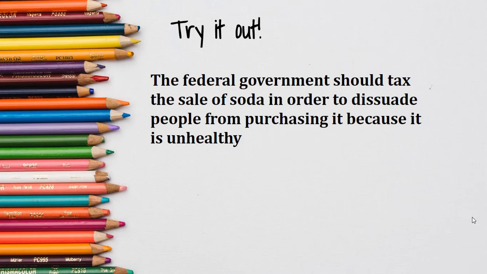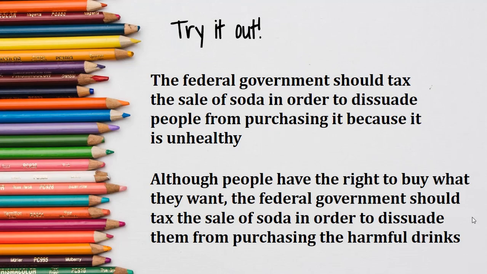So our thesis statement that we had, one of the better ones from a previous video, was the federal government should tax the sale of soda in order to dissuade people from purchasing it because it is unhealthy. So we need to try and insert a subordinate conjunction in the front end of this sentence. So pause the video now, take a few minutes, try to use a subordinate conjunction somewhere in this thesis statement, even if you have to revise it. So compare what you got with what I have here.